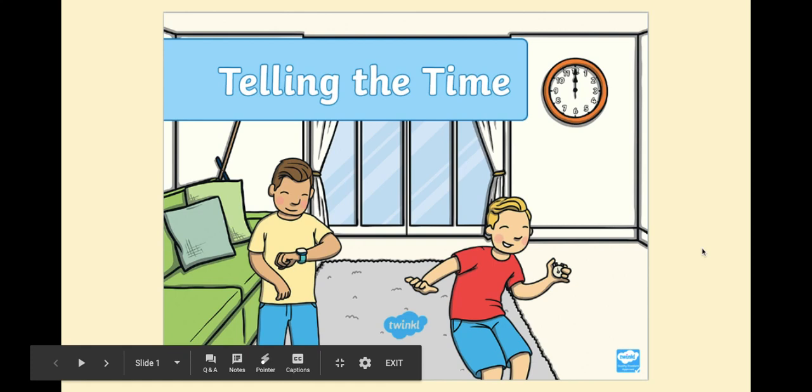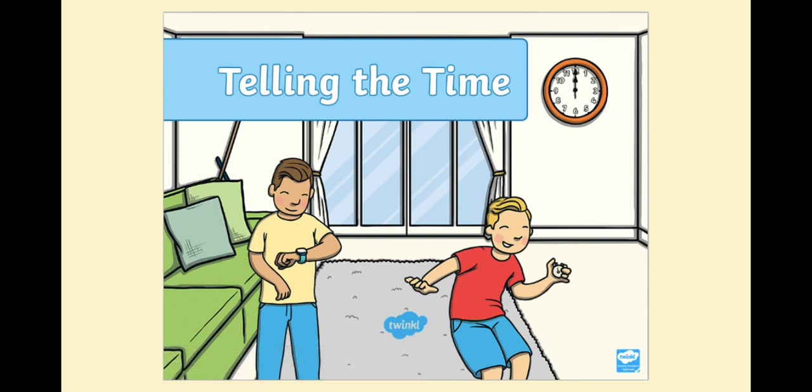We're learning how to tell the time. And it's really important that we do know how to tell the time because it means that we can be on time for appointments or on time when we need to. It gives us a bit of an idea about where in our day we are. So, those are some really important things about telling the time. So, let's have a look at how we do tell the time.